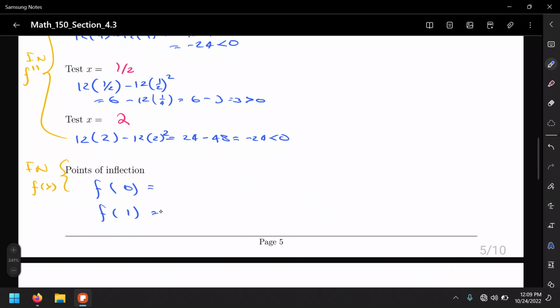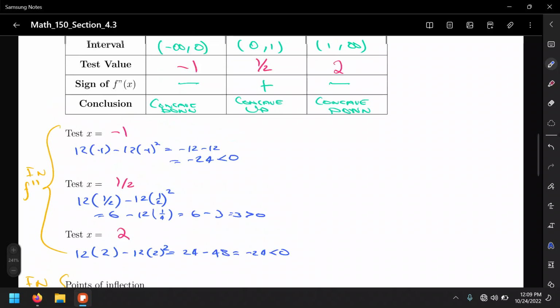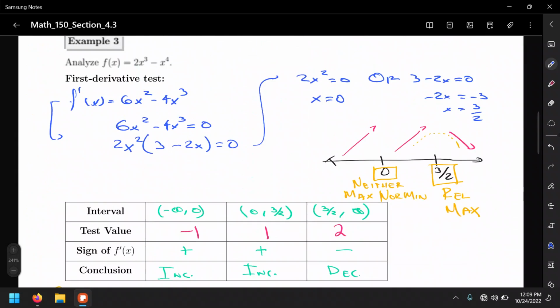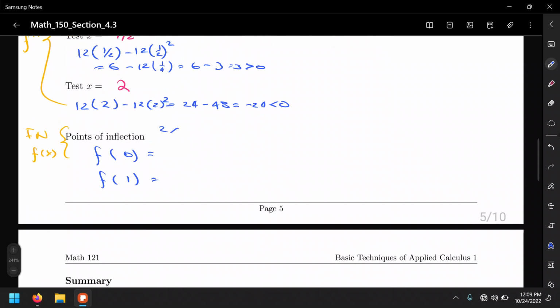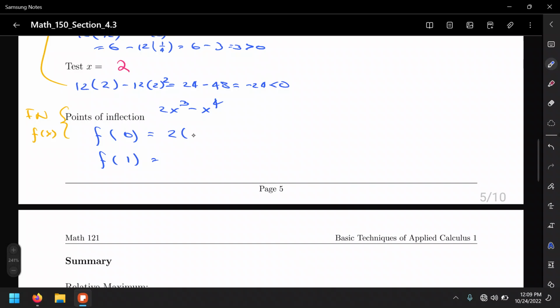So what's the original function? I need to scroll up all the way to the original function, 2x cubed minus x to the 4th power. So that is 2 times 0 cubed minus 0 to the 4th. Well, that's just 0, so the point of inflection is 0, 0. That's the origin. And what about 1? That's 2 times 1 cubed minus 1 to the 4th. So that's 2 minus 1, which is 1. And that corresponds to the ordered pair 1, 1.